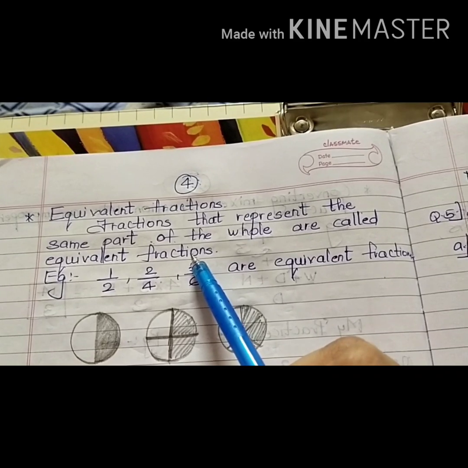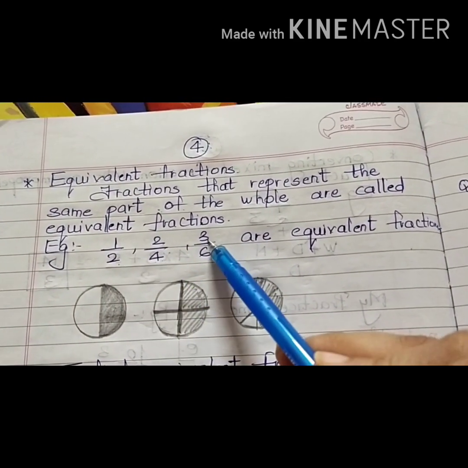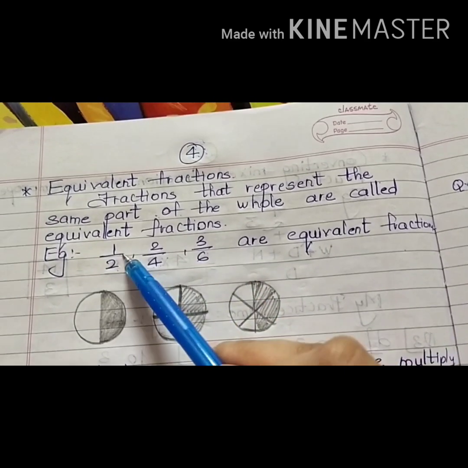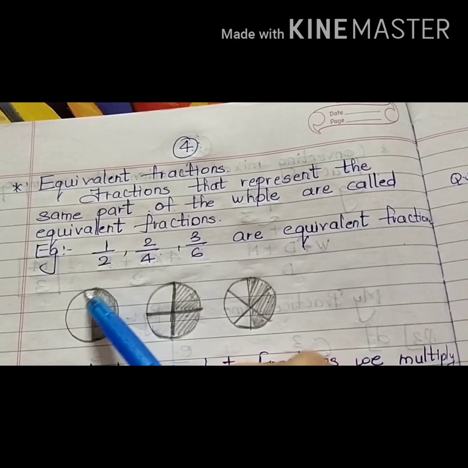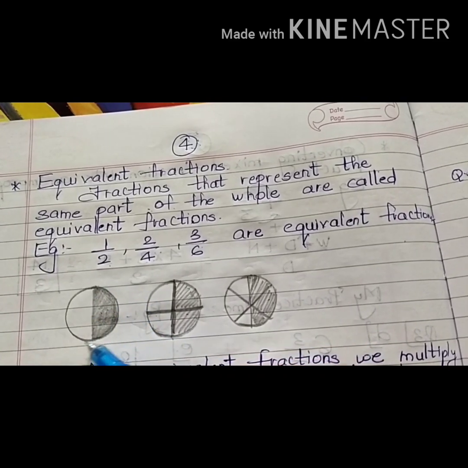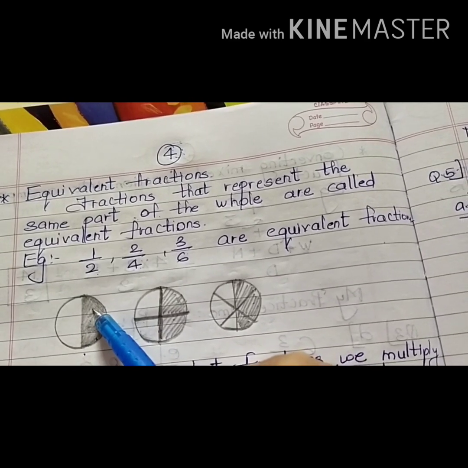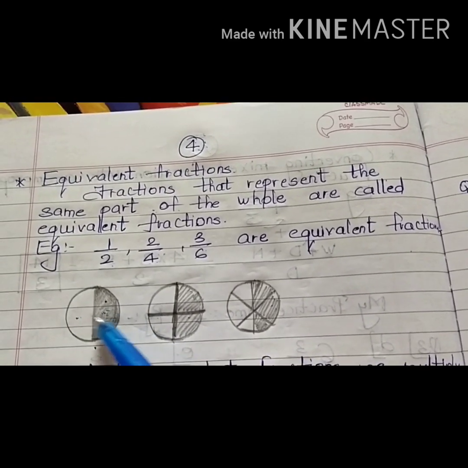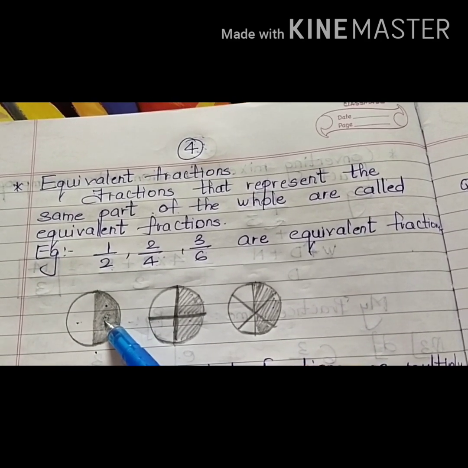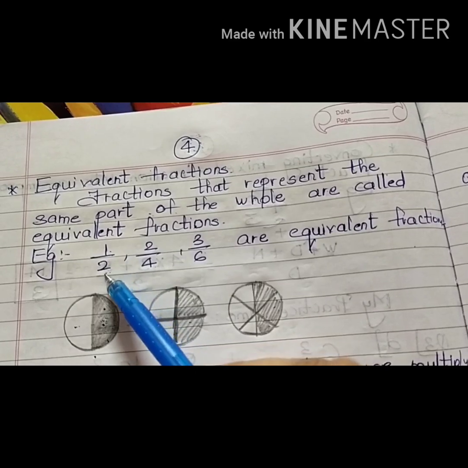Let me explain you through a diagram. Half, 2 upon 4, 3 upon 6. What are these? These are the shaded parts representing these three figures. In the first part, from the whole one circle, I have divided half of the circle. That means half out of 2. There are two parts that I have divided of this circle, and one part out of it is shaded. So my fraction of the shaded part becomes 1 upon 2.